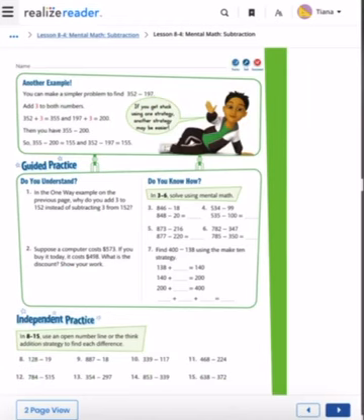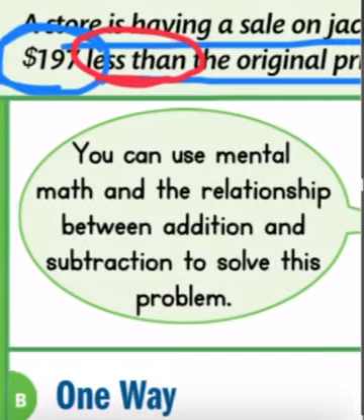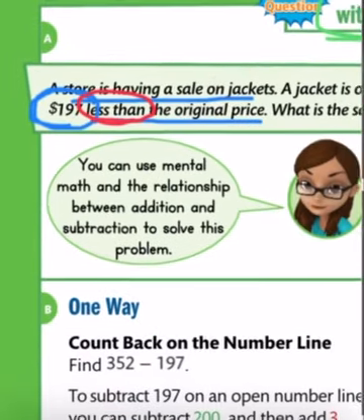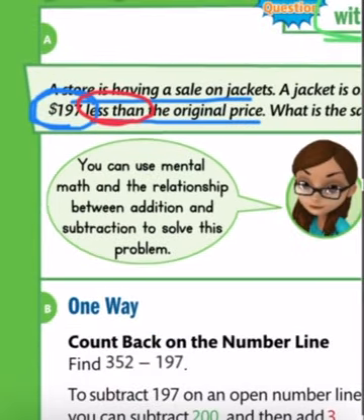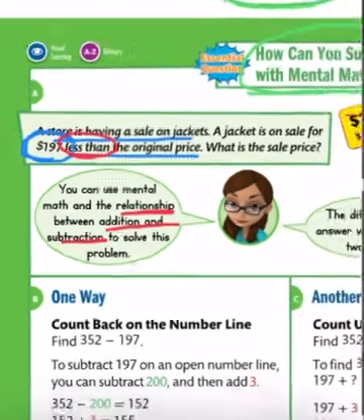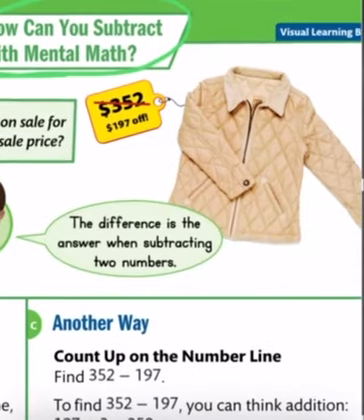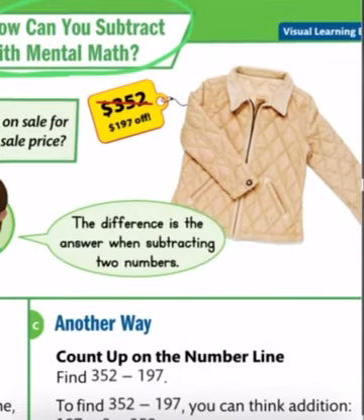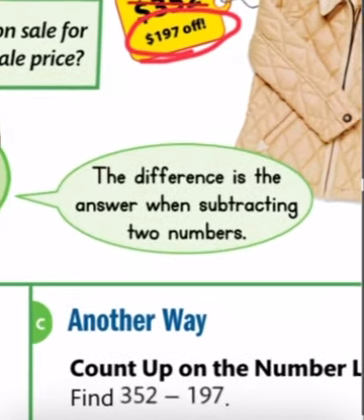Our little speech bubble right here from our friend says you can use mental math and the relationship between addition and subtraction to solve this problem. Here's a picture of a jacket. It was $352. It is now $197 off. It doesn't mean it's $197. It means we have to take $197 off the 352. So it's 352 minus 197, and then we'll find our answer for the sale price.